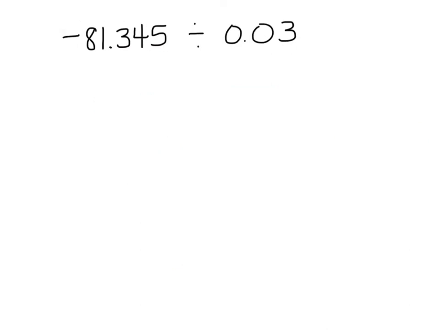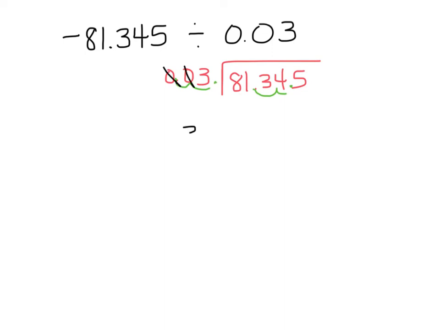All right, let's try one more. So again, ignore your negative signs till the end, and first thing, let's just rewrite it. So I have 81.345 divided by 0.03. Okay, first thing, we don't want it to be a decimal, so I'm going to move it over twice, which is the same as timesing by 100. Move it over twice, move it over twice. Okay, now I'm just going to rewrite my problem. Those zeros are kind of gone now, so it's 3 on the outside. On the inside, it's 8134.5. Okay, that's where it ends up.